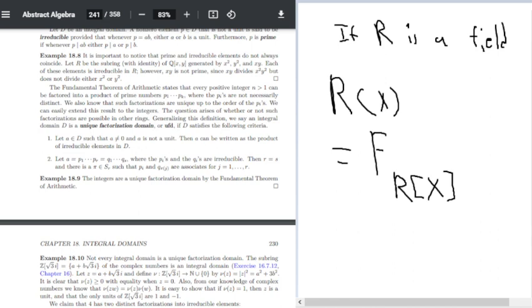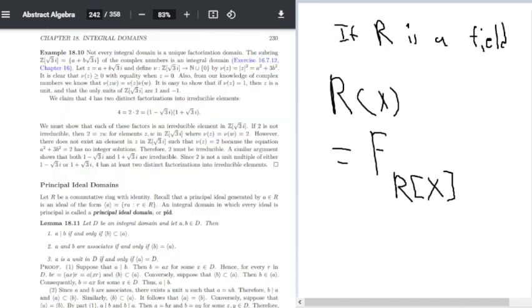Example 18.10. Not every integral domain is a unique factorization domain. The subring Z[square root of 3i], equal to the set of a plus b square root of 3i in the complex numbers, is an integral domain. Let z be equal to a plus b square root of 3i, and define nu from Z[square root of 3i] to the natural numbers including 0 by nu of z equals the absolute value of z squared, which is equal to a squared plus 3b squared.